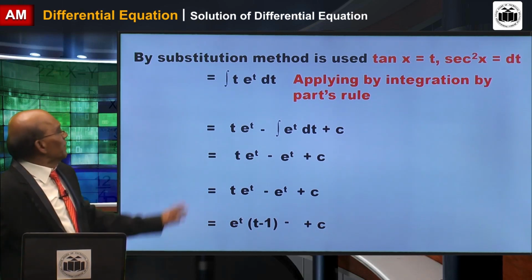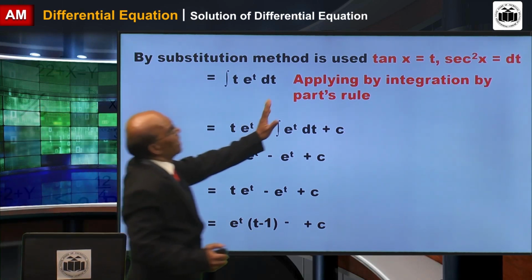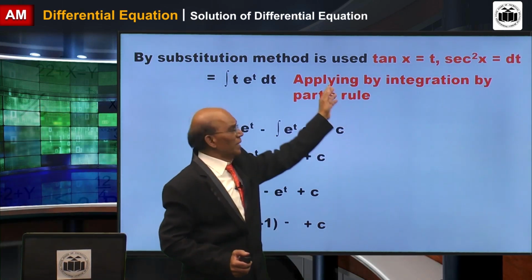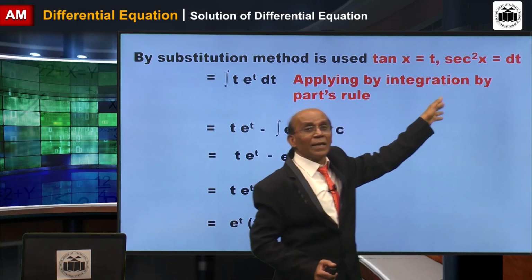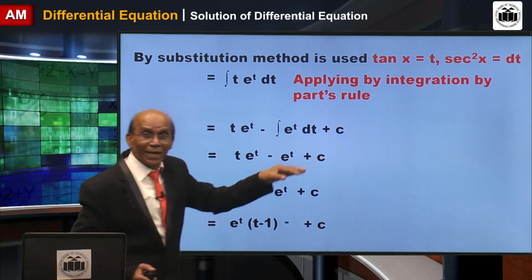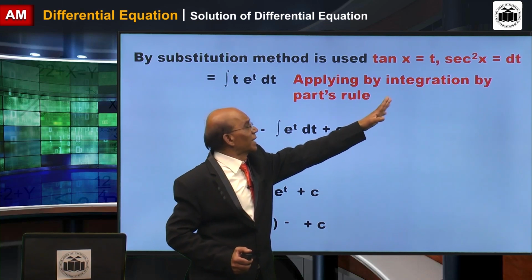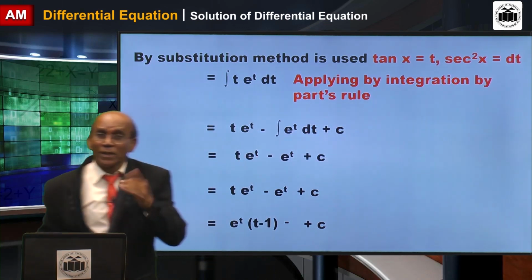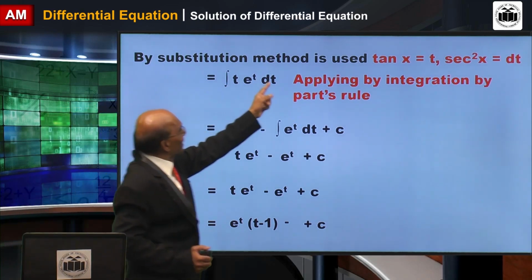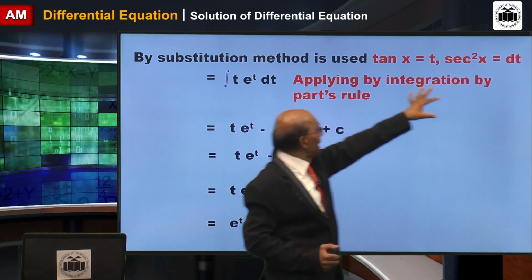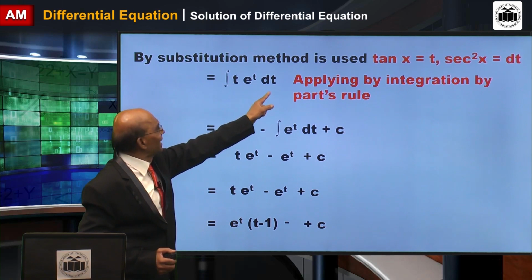By substituting tan x equals t, again my focus is on the substitution method here. We are going to apply the substitution method for this particular differential equation, and here we say tan x equals t, sec square x dx equals dt, and students must not forget these things. Then by using tan x equals t and sec square x dx equals dt, we come to the right hand side as the integral of t e raised to t dt.